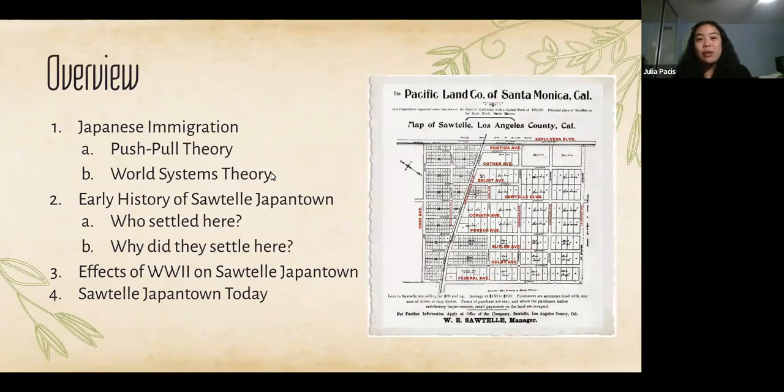So to give you an overview of our presentation, we're first going to cover Japanese immigration and look at it through a push-pull theory and a world systems theory. Then we'll cover the early history of Sawtelle, Japantown, the effects of World War II on this area, and what this area looks like today.